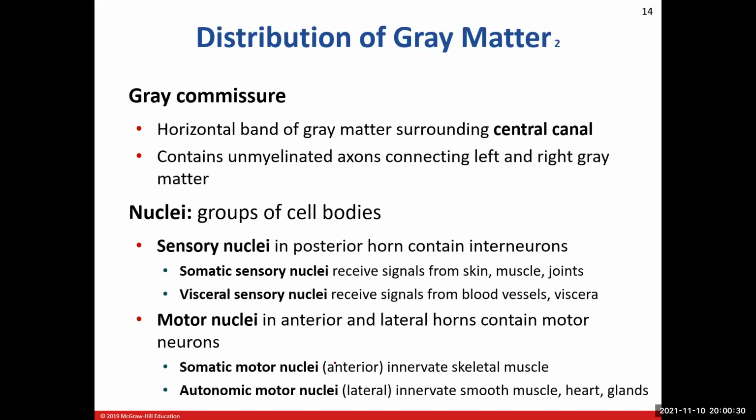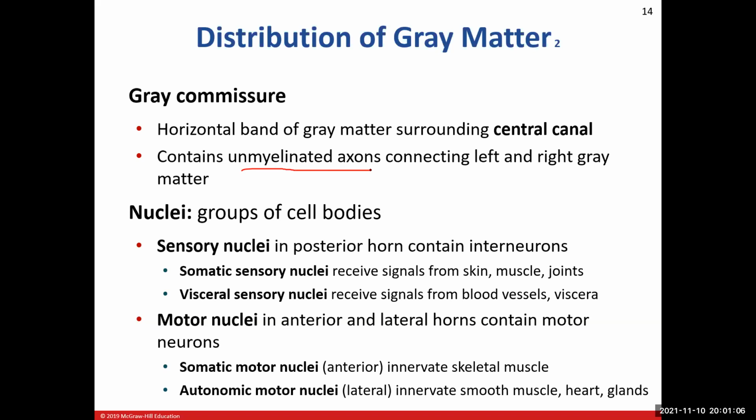What connects the right side of the spinal cord to the left side for the gray matter is called the gray commissure. Right in the center of the gray commissure is our central canal. That central canal is lined by ependymal cells, and we'll see cerebrospinal fluid in that area. Keep in mind, the gray commissure is unmyelinated tissue. In this case, we're dealing with unmyelinated axons that are going to decussate, crossing from one side of the body to the other. So that is our gray matter.